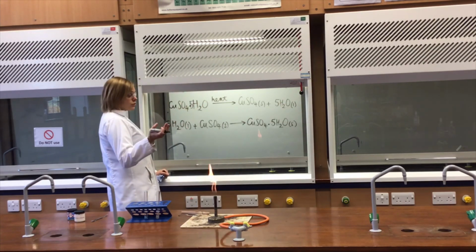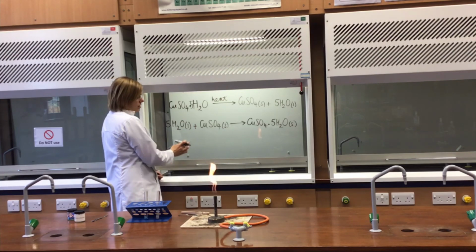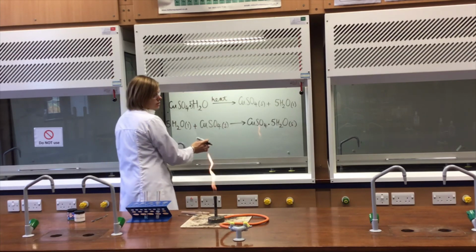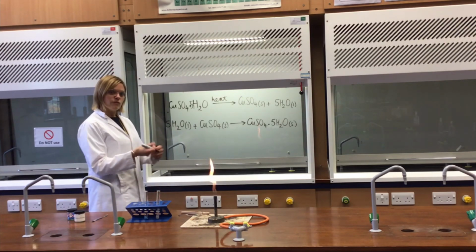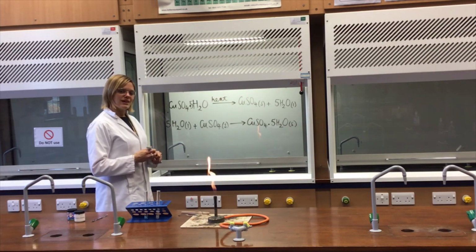So heating this substance up breaks it down into CuSO4 with its 5 waters. This is a reversible change because we add 5 waters to the CuSO4, which is anhydrous, to make that hydrated copper sulfate again. So there's a second example of a reversible change that you need to study at GCSE.